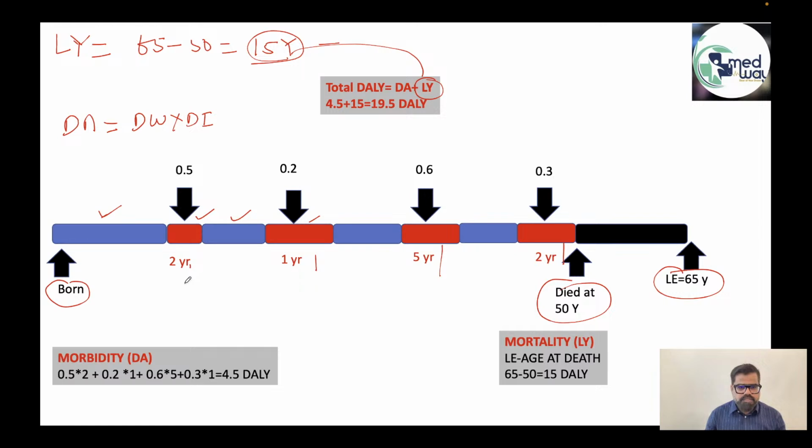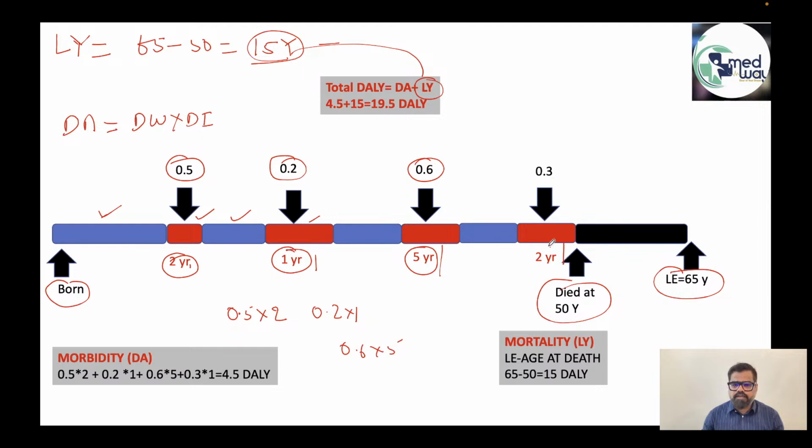So let's take this example. The person was morbid for 2 years here, and the disability weight given was 0.5. So what I'll do, 0.5 into 2. Here again the person got treated. Now what happened? Here again the person got sick for 1 year and the disability weight was 0.2. So 0.2 into 1. Again the person got sick for 5 years and the disability weight was 0.6 this time. So you multiply 5. Again here for 2 years, 0.3. So 0.3 into 2. So can you multiply all this and add this? I have done it here for you, right? So 0.3 into 2, this is 2, not 1. Even if it is 1 also, you have to add this. Whatever you get, this is DALY due to morbidity.